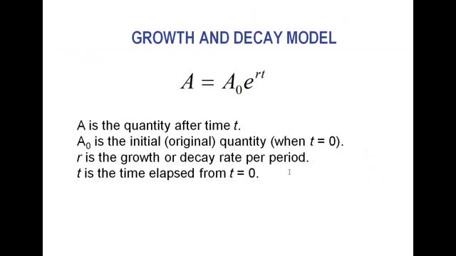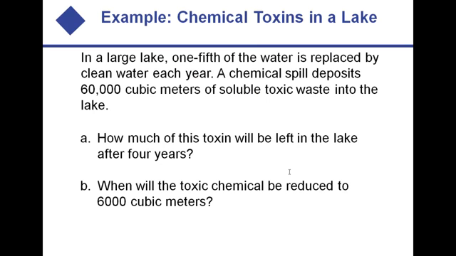We've already seen the growth and decay model before, so let's do some more work with this function. In a large lake, 1/5 of the water is replaced by clean water each year, maybe due to rainfall, or how fast a river flows in and out, or maybe just the locals do it. A chemical spill deposits 60,000 cubic meters of soluble toxic waste in the lake. Soluble just means that it dissolves. So 60,000 cubic meters of toxic waste are now mixing around in this lake.